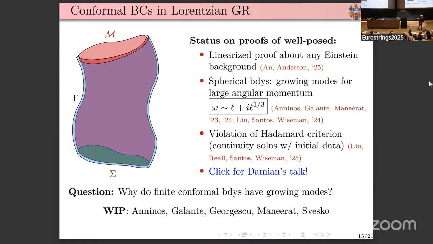Now, I won't go into more details about what's going on with the well-posedness of the Lorentzian context. There is a wonderful talk by my colleague Damian. It's on YouTube, so when you download my slides, you can just click on this link. But all this is to say is that there are still some open questions about the status of conformal boundaries and their stability. And so, an interesting question is, why do these conformal boundaries have growing modes? This is work in progress with my colleagues at King's, Damian Chawakorn, and a very good postdoc who's also here today, Sylvia Georgescu. She's here a week, so if you also have questions, you can talk to her.